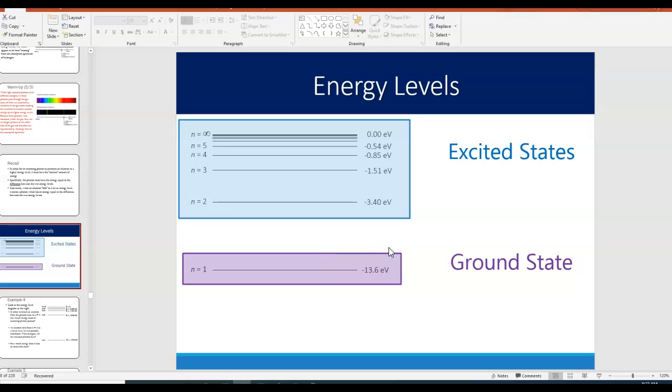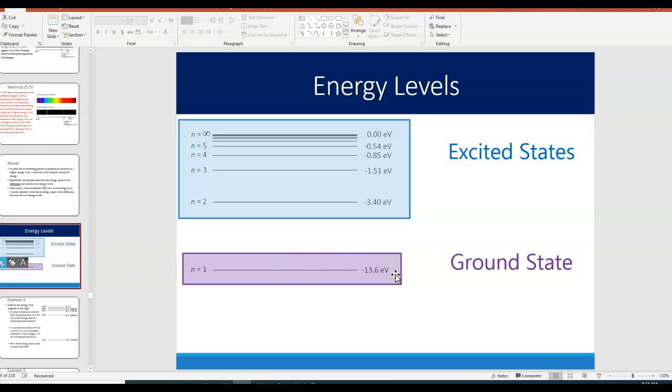But this is what they look like for hydrogen. So notice when we have actual values here, when we talk about the difference between two energy levels, we're talking about subtracting these two values, ignoring the negative signs, because all we really care about is the absolute value of the difference between two energy levels.